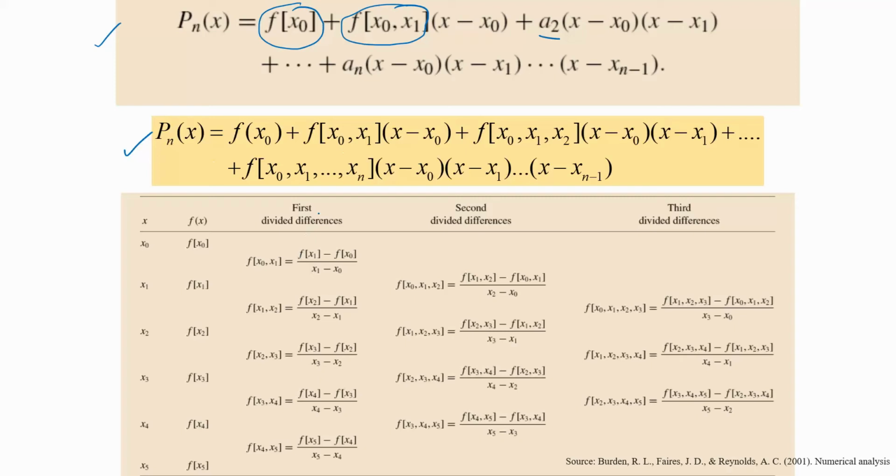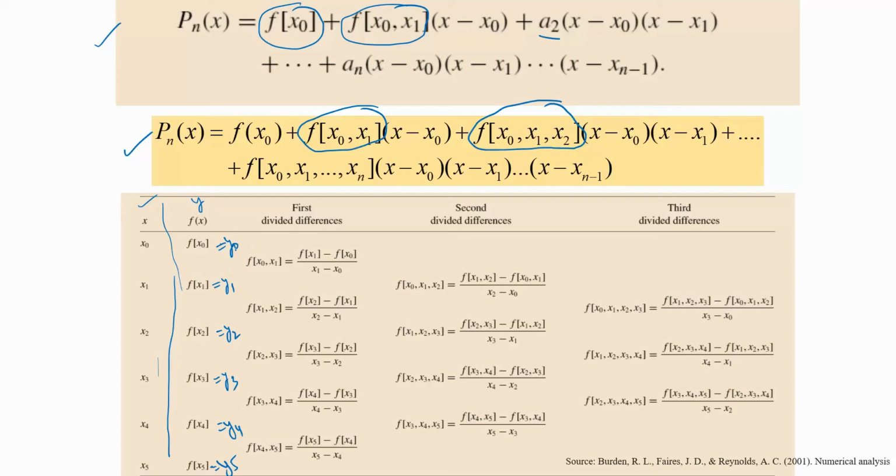Now you can create a table for finding these divided differences easily. How can we make the table? Suppose you have this data x and the corresponding values y. This is y0, this is y1, this is y2, this is y3, this is y4, this is y5. So I have these 6 data points, and I want to find the divided differences with the help of the table. It's very easy.